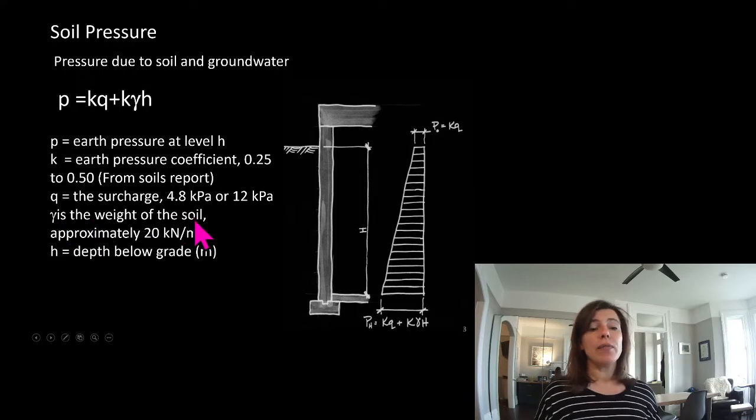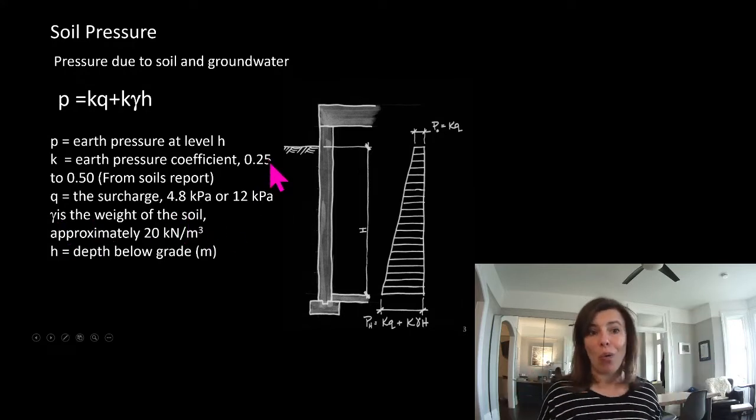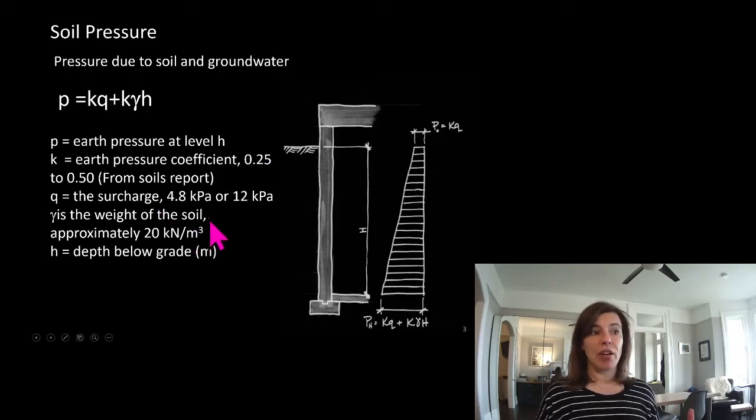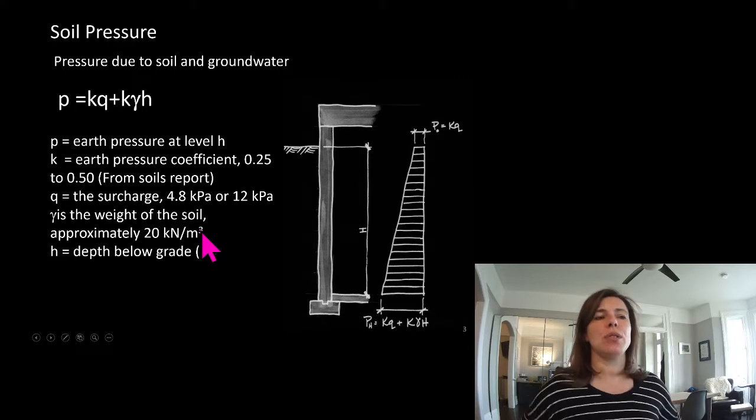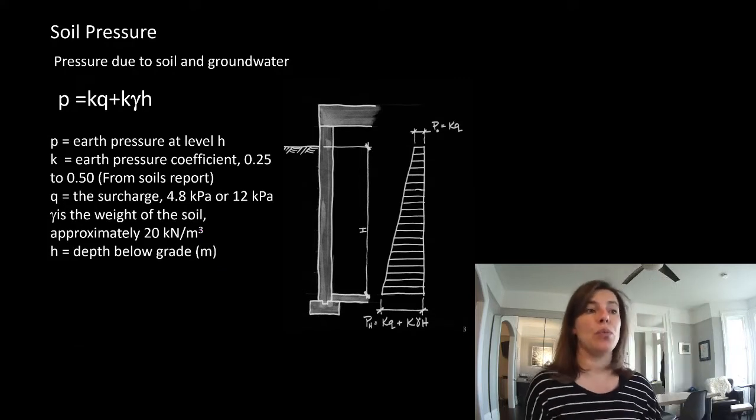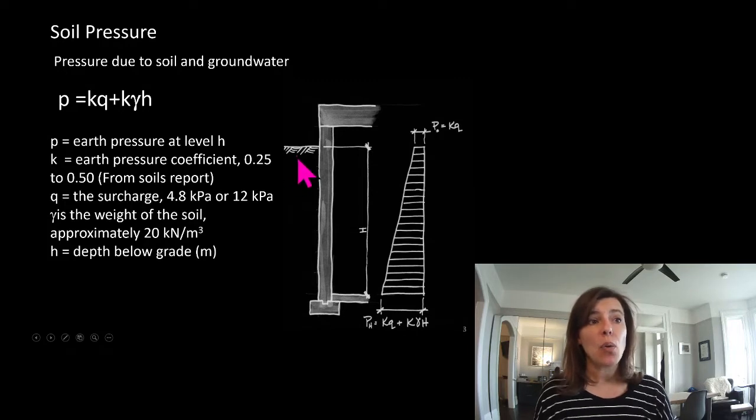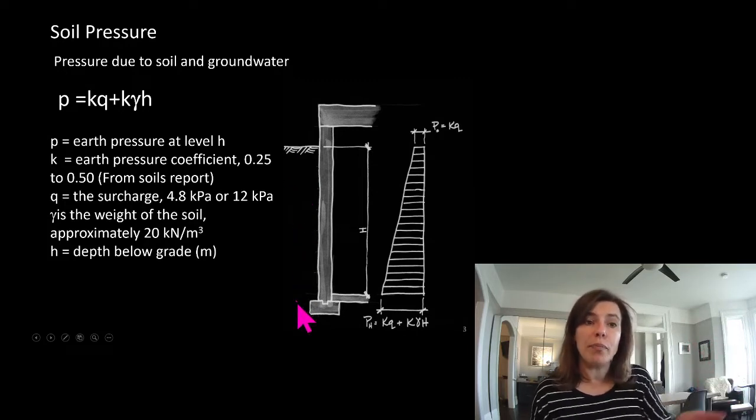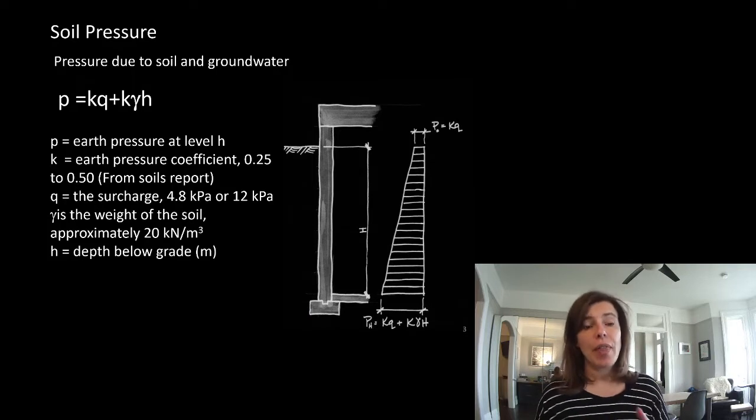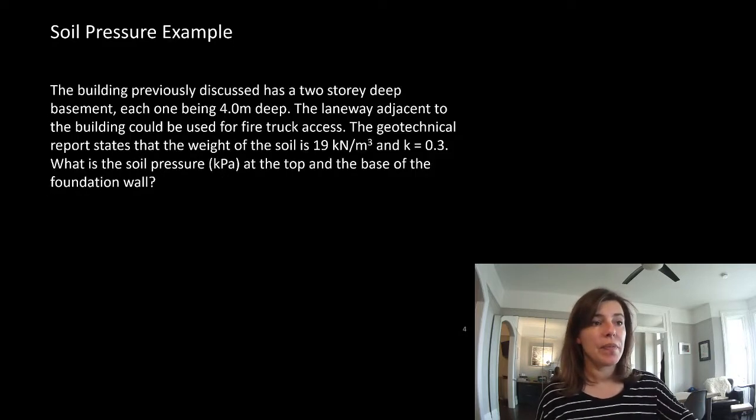Gamma is the weight of the soil. You can imagine heavier soil wants to push into the hole more. So that again would come from a geotechnical engineer, but it's usually somewhere around 20 kilonewtons per meter cubed. And H is the depth below grade. So as you go further down, you have more and more weight above trying to push that into the hole.